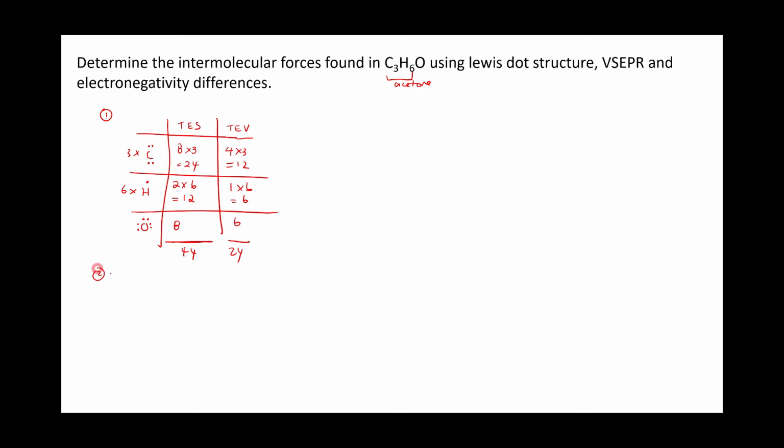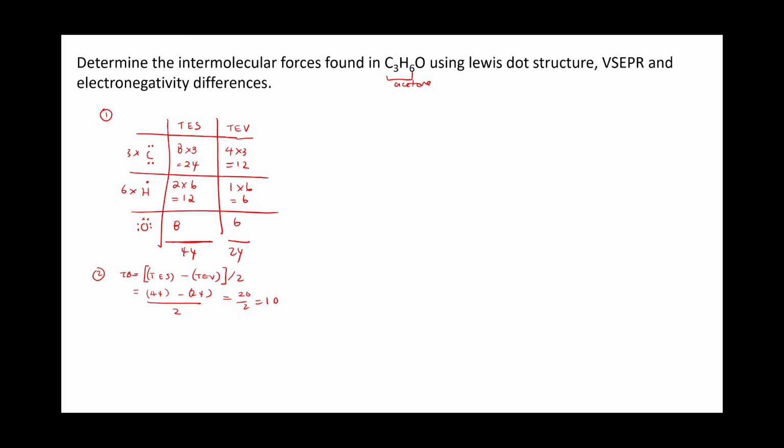The total number of bonds is equal to the total number of electrons in the stable octet minus the total number of valence electrons, which is basically 44 minus 24, and we're going to divide this by 2. That's the formula, right? So if we divide this by 2, this is going to give us 20 over 2, which is 10. We should see 10 total bonds.